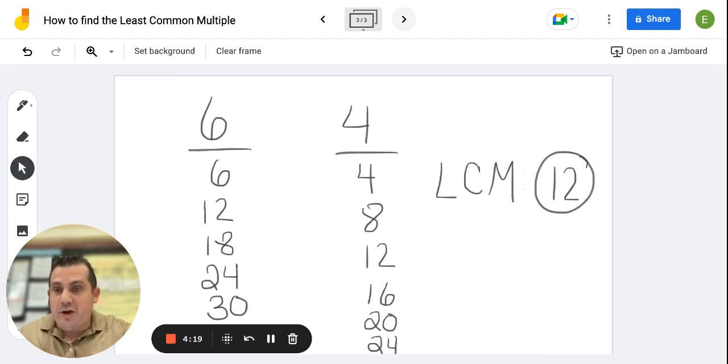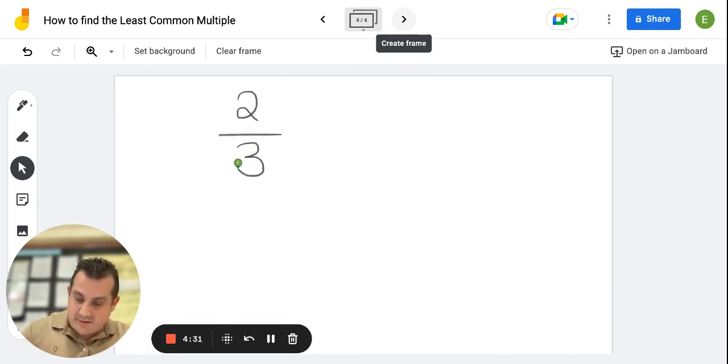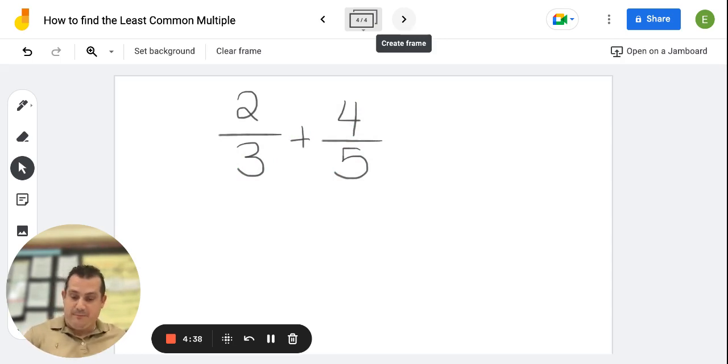Another way to find a common multiple: when you have two fractions, say 2/3 and 4/5, and I want to add them, we need to find a common denominator. When we find our common denominator, we're really finding a common multiple, and if possible, we want to find the least common multiple. One way to find a common multiple, as we have gone over in class, is to take your two denominators and multiply them together. So 3 times 5 gives you 15.